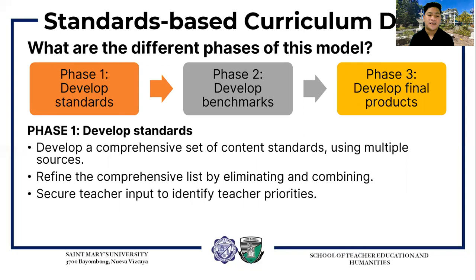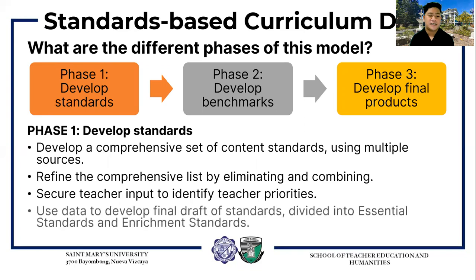Also, in this phase, we secure teacher input to identify teacher priorities. There are instances in developing standards that we need to consider how teachers were able to implement a curriculum previously, or how they see a curriculum should be implemented for the next school year or for the next academic period. And so they have so much to say about these content standards. And lastly, we can use data to develop the final draft of standards.